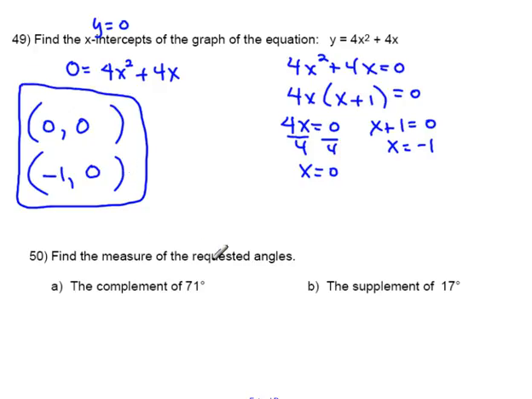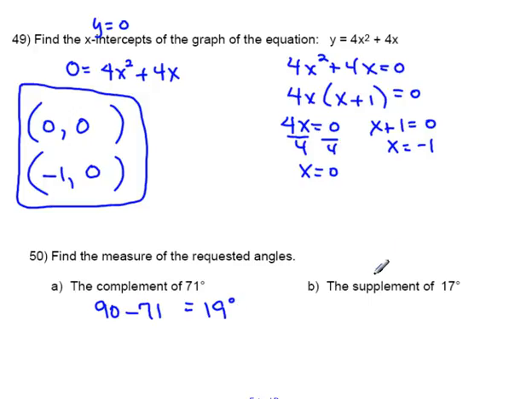Number 50 begins the geometry review portion of the exam review. Find the measure of the requested angles. The complement of 71 degrees. Remember, complement means they sum to 90. So what it's saying is, what angle, when you add it with 71, gives you 90 degrees? Well, 90 minus 71 is 19 degrees. So that's just knowing the definition of complement means that they sum to 90.